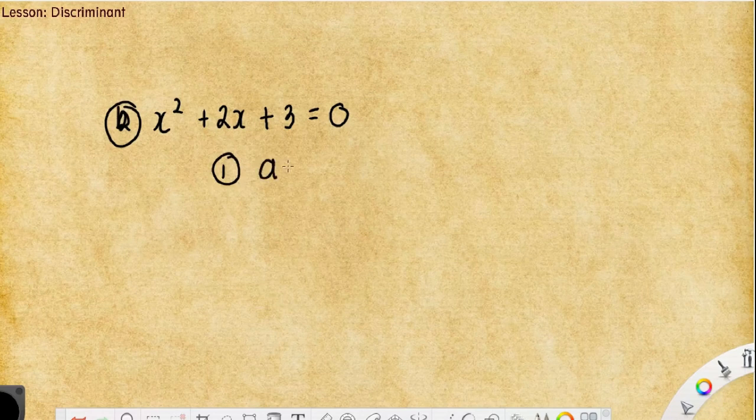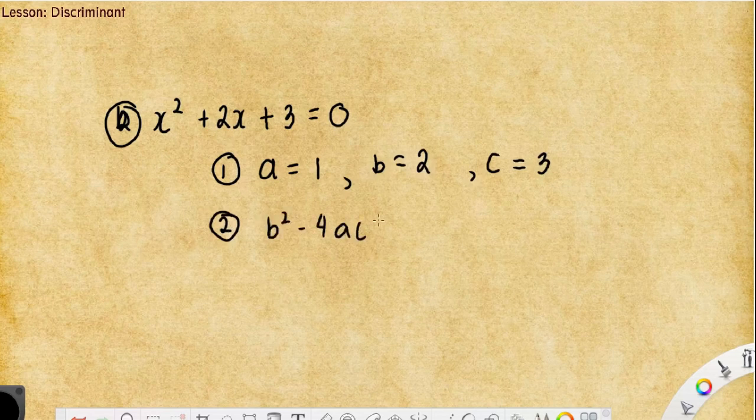Our A here is 1. Meron naman tayong B na positive 2 at yung C natin na positive 3. Okay, let's proceed to the next step. Let's use the discriminant formula b squared minus 4ac and evaluate natin yan. So our b here is 2. Then we have squared minus 4 multiplied by 1 and 3.